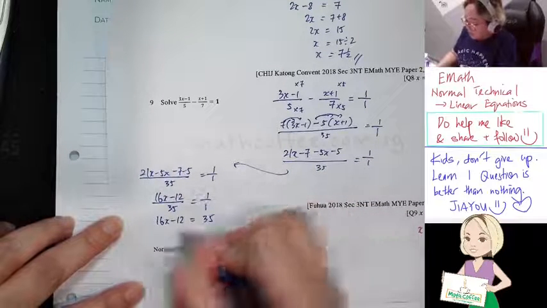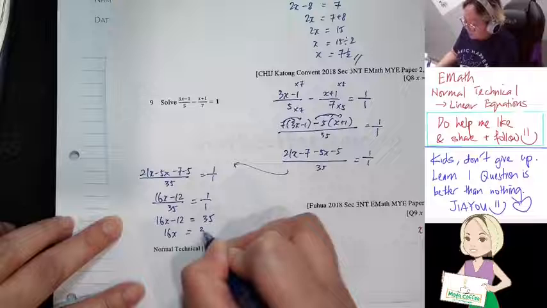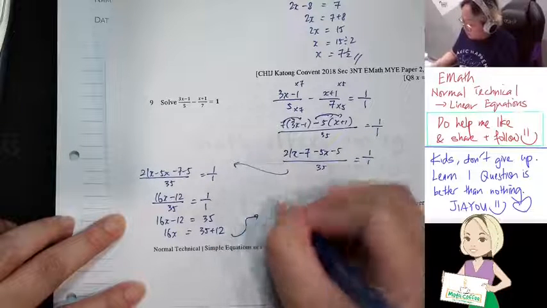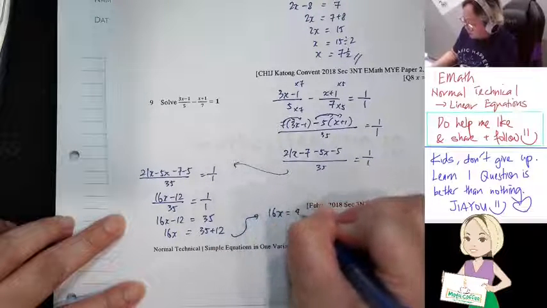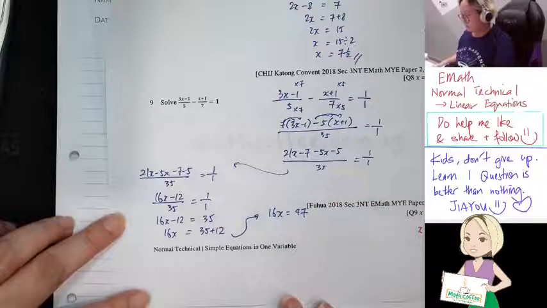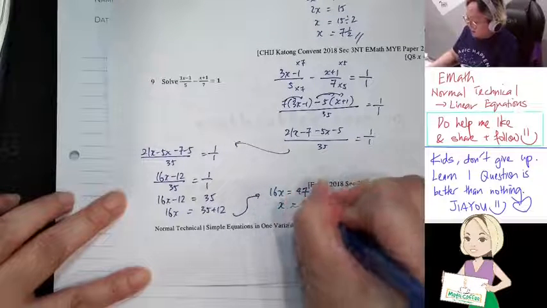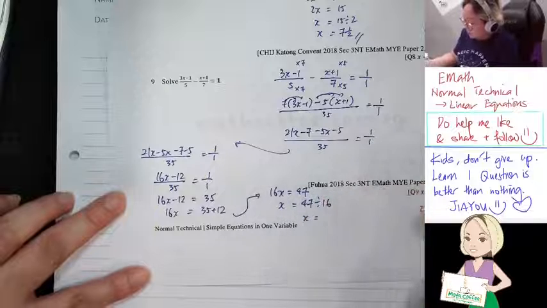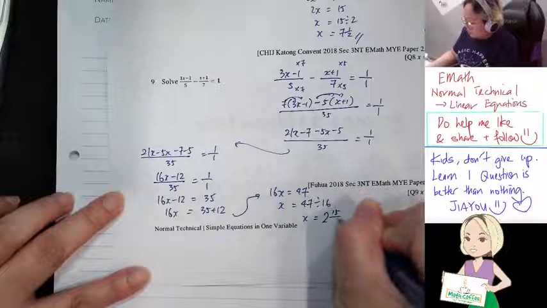So now I have 16x equals to 35 plus 12. So now continue. 16x is equals to 47. So my x, last step, 47 divided by 16. So my x is equals to 2 whole 15 over 16. Done.